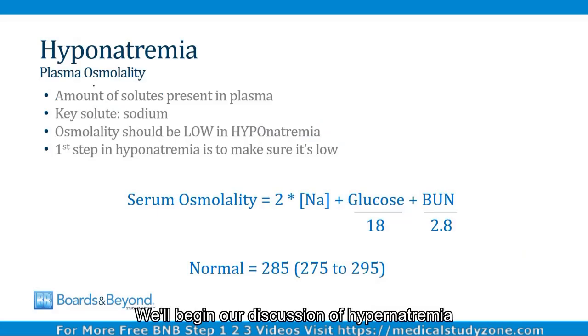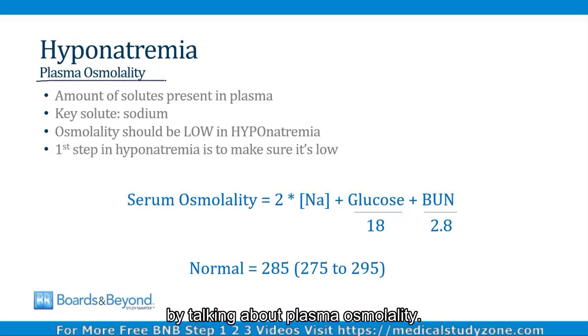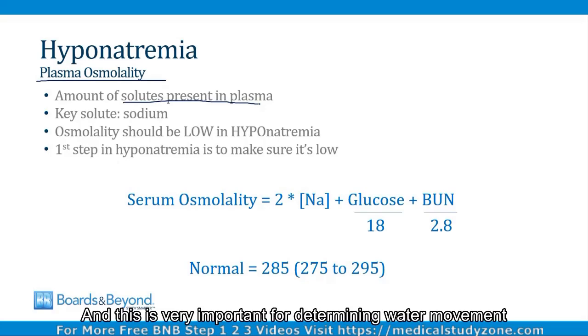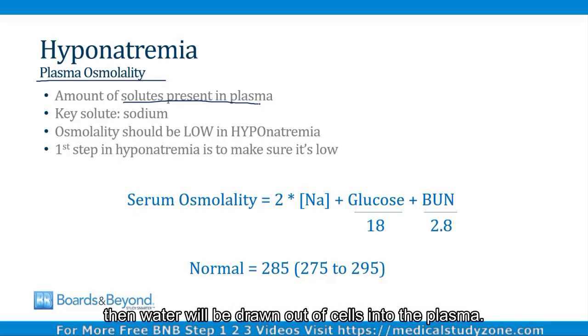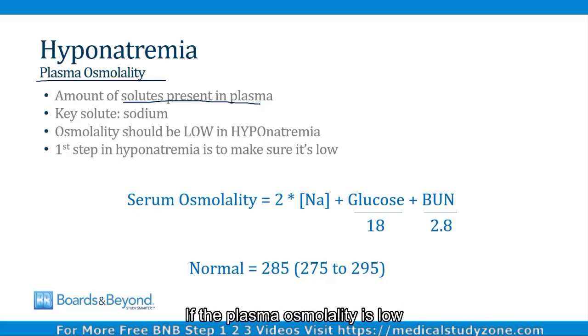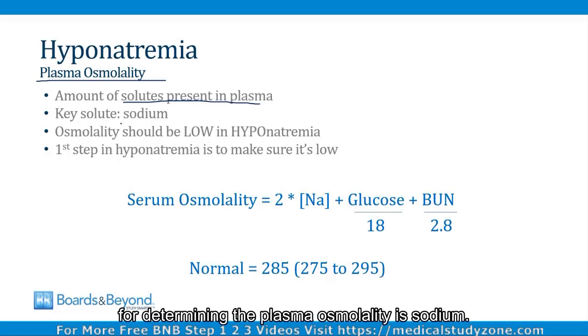We'll begin our discussion of hyponatremia by talking about plasma osmolality. Plasma osmolality refers to the amount of solutes that are present in plasma, and this is very important for determining water movement in and out of cells. If the plasma osmolality is high, then water will be drawn out of cells into the plasma. If the plasma osmolality is low, then water will be drawn into cells. And the most important solute for determining the plasma osmolality is sodium.